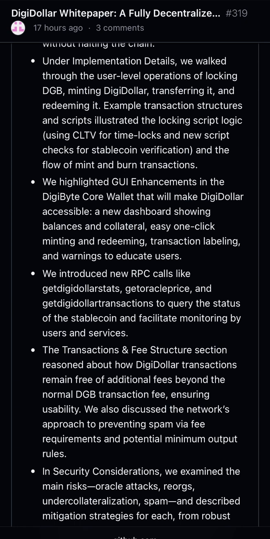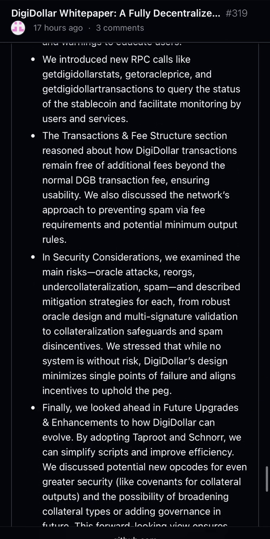We highlighted GUI enhancements in the DigiByte core wallet that will make DigiDollar accessible: a new dashboard showing balances and collateral, easy one-click minting and redeeming, transaction labeling, and warnings to educate users. We introduced new RPC calls like DigiDollar Stats, Jitora Klepris, and DigiDollar transactions to query the status of the stablecoin and facilitate monitoring by users and services.